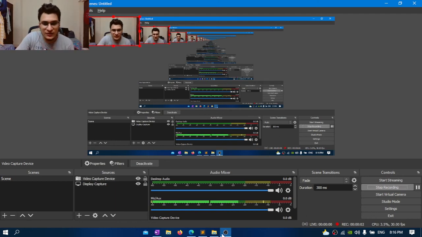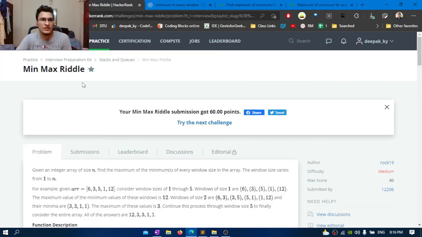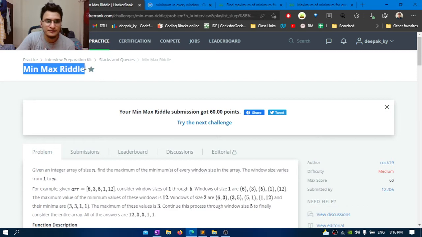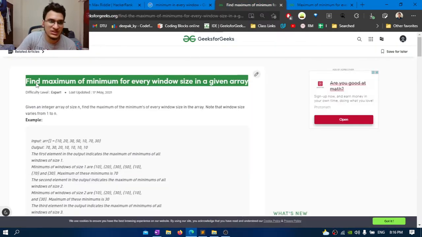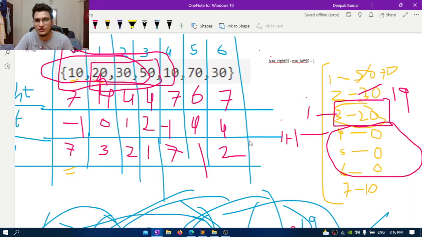So hi guys, in this video we are going to solve this question, which is the min-max riddle, or on GFG it is the same question, given as: find the maximum of minimum of every window size in a given array. This is a pretty tough question, and it took me a lot of time to solve it. So I'm just going to show the explanation to you.